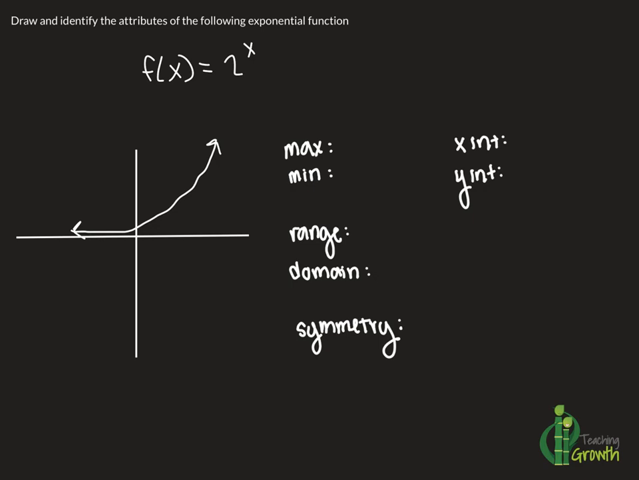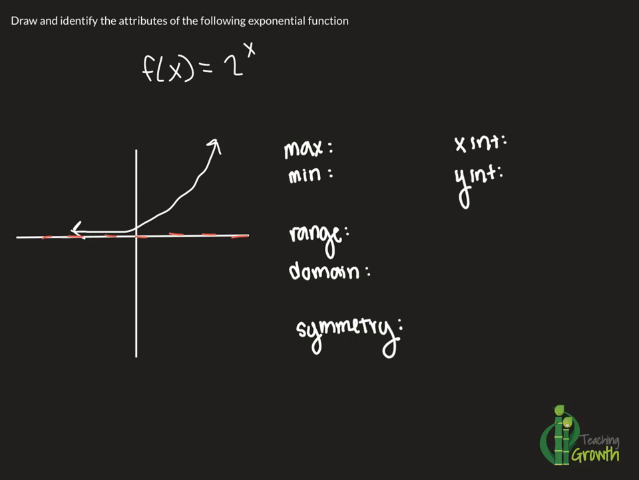So next thing that we're going to be going over is identifying the attributes of this function. So the first attribute that we're going to identify that's not listed actually is going to be asymptotes. So exponential functions have asymptotes, and the parent function of the asymptote will be across the x-axis like here, and this is what we call a horizontal asymptote, and this horizontal asymptote is located at y equals 0.